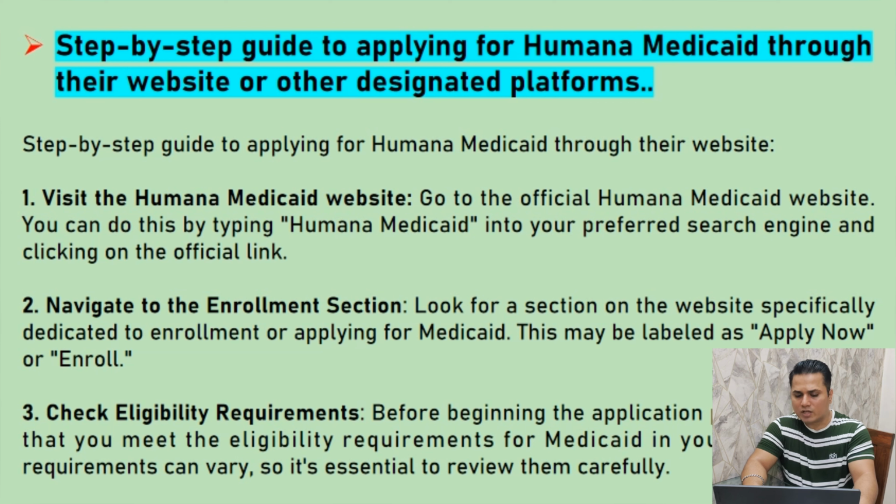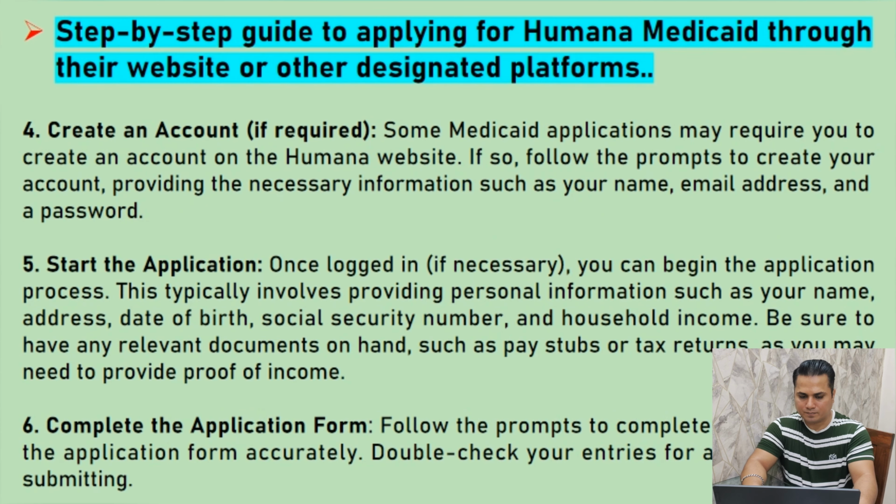Number two, navigate to the enrollment section. Look for a section on the website specifically dedicated to enrollment or applying for Medicaid. This may be labeled as Apply Now or Enroll. Number three, check eligibility requirements. Before beginning the application process, ensure that you meet the eligibility requirements for Medicaid in your state. These requirements can vary, so it's essential to review them carefully.